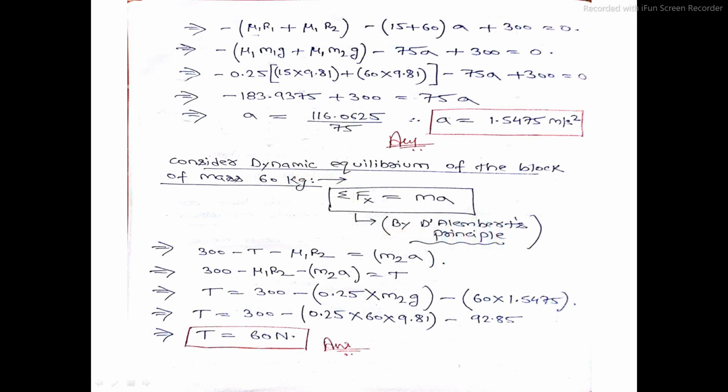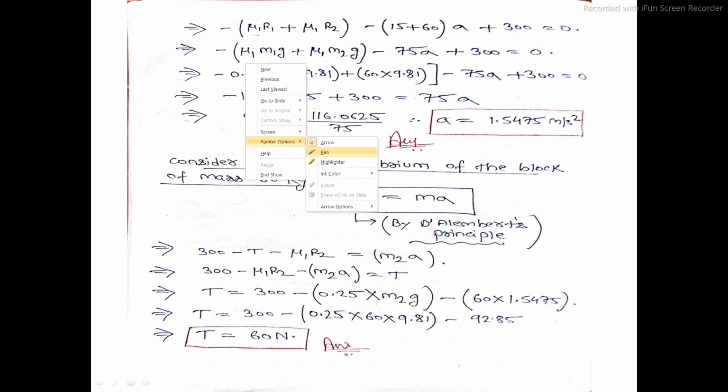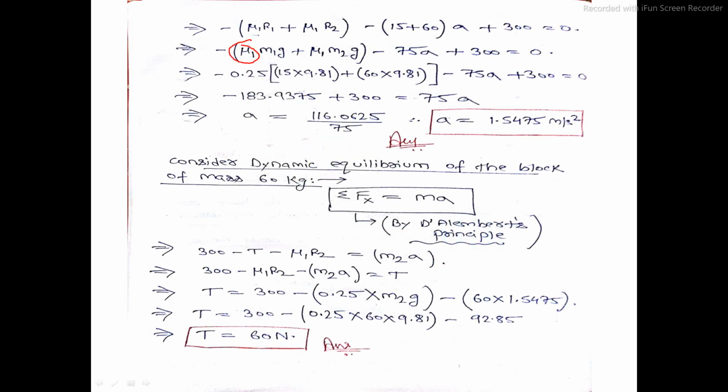So we will get minus mu, this mu is common, take it out from the bracket, you will get (m1g plus m2g) minus 60 plus 15 is 75 times a plus 300 equal to 0. That is this equation.